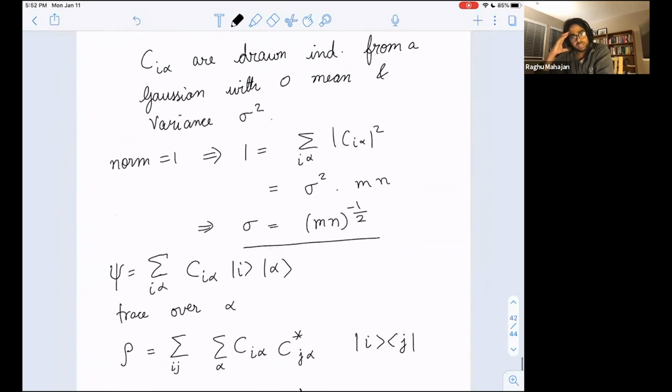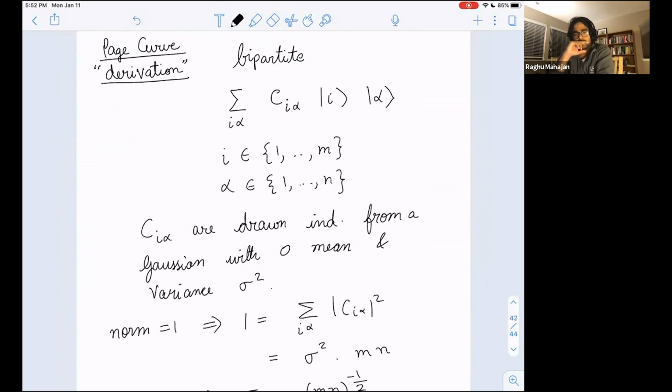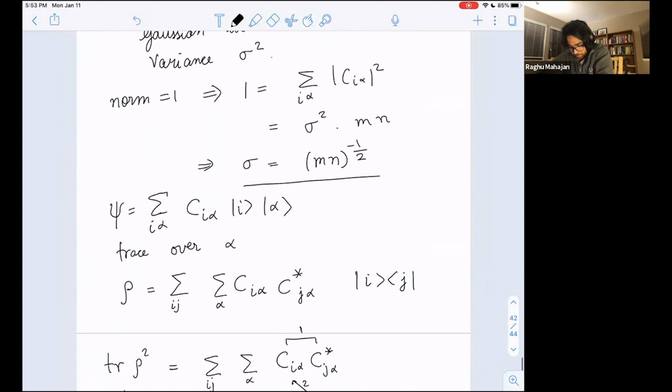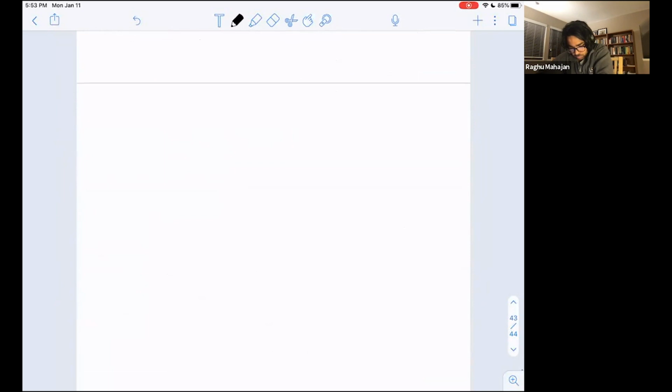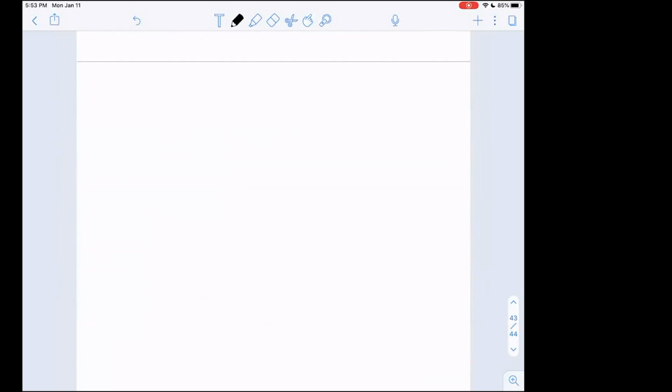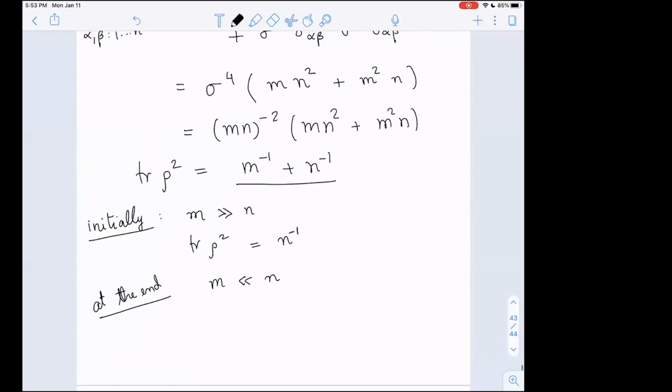Is this argument clear? Was this derivation clear? Wait, so this assumes unitarity, right? That the system you're describing is unitary.